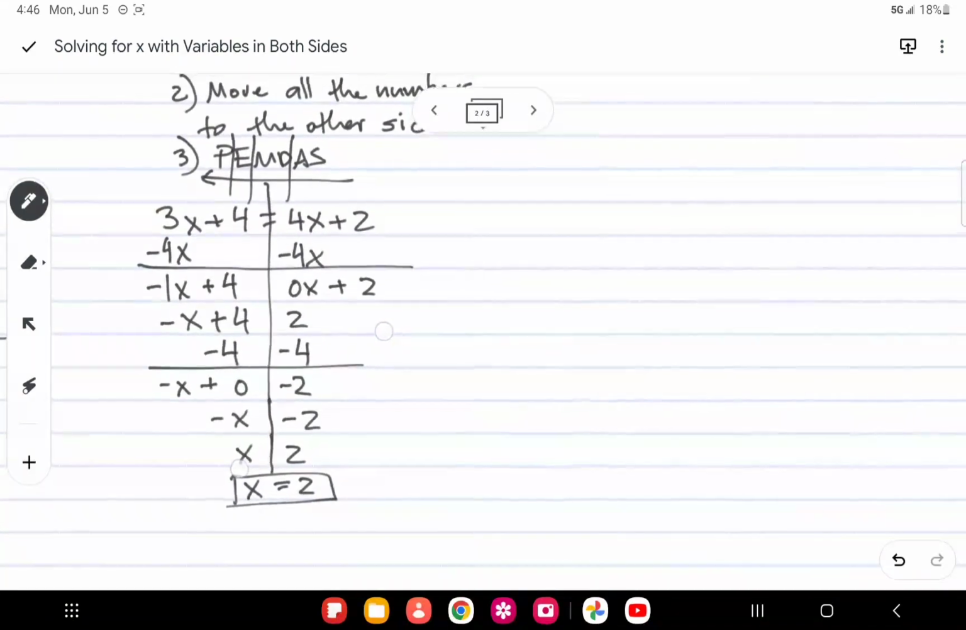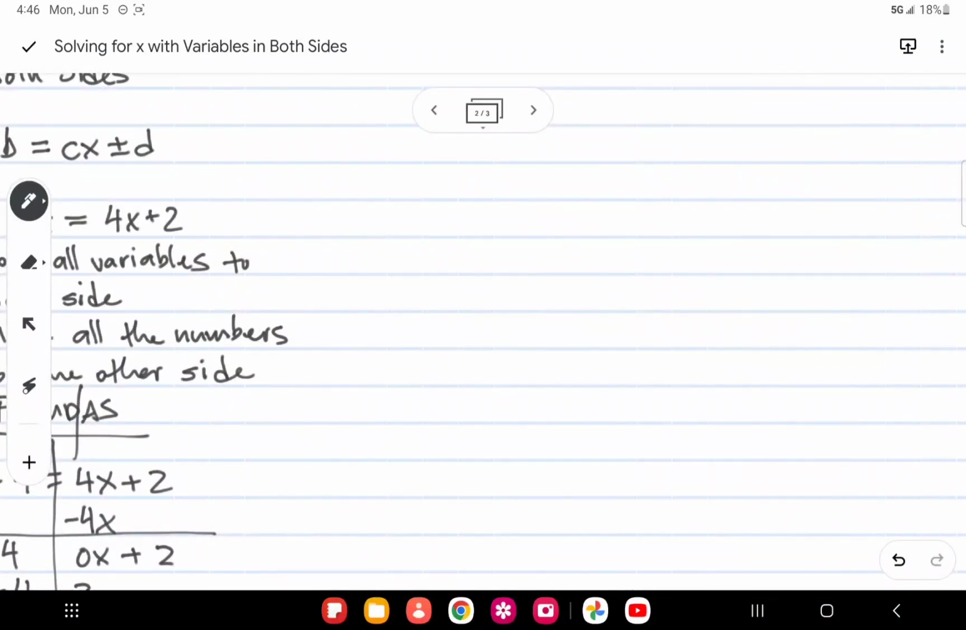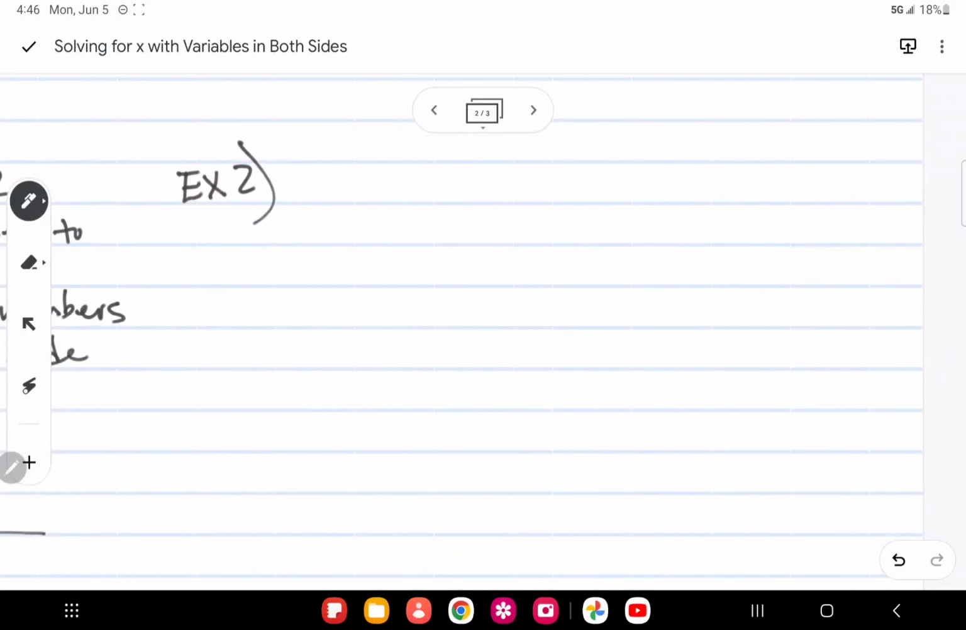Okay? You're more than welcome to pause this and go over or re-review this if you would like. So now I'll move on to the second example. Example 2. The second example is 8 minus x equals 3x minus 8. Now you're more than welcome to pause this video and try to solve this for x if you would like, and then you can unpause it once you're ready to go over the solution with me.